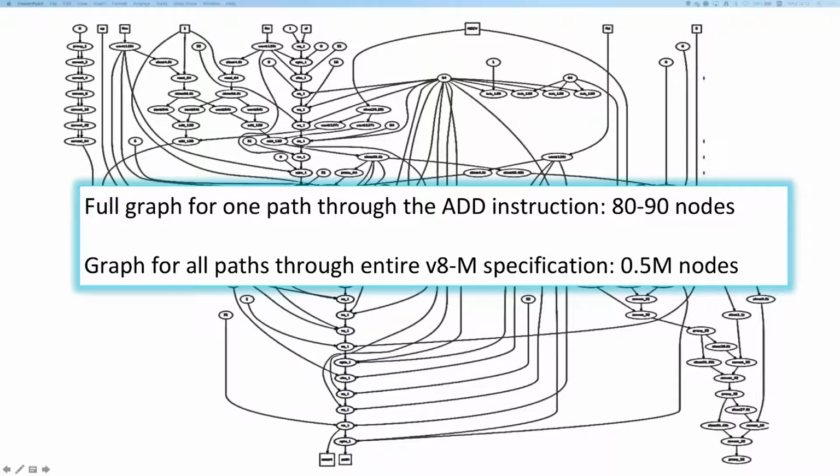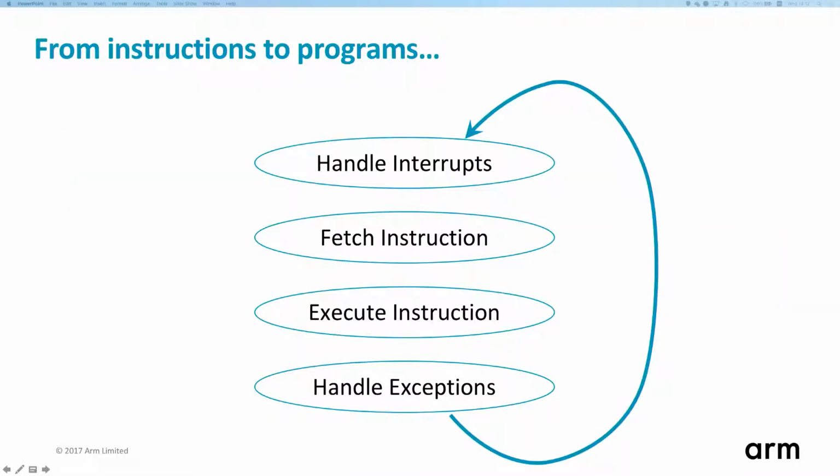Okay, so I've talked a lot about instructions, but most of us actually run programs, right? So to turn the specification into something that can execute programs, in other words, to turn it into a simulator for the ARM architecture, you need to add a little bit of a loop that will handle interrupts, fetch instructions, and then it can execute them and handle any exceptions. So I did this. I added this loop to the specification, and then I thought I'd better try testing the specification.